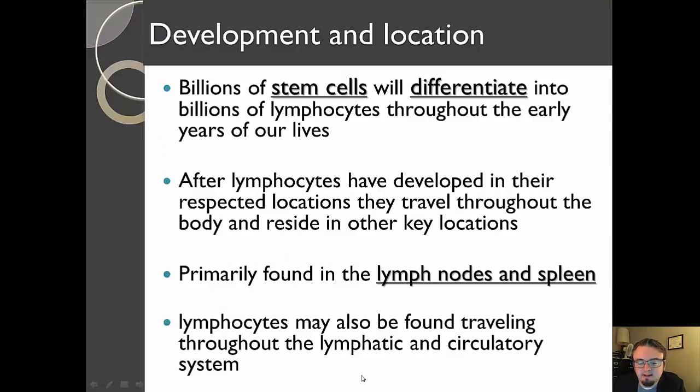Now once they're activated, they can be found traveling throughout the lymphatic and the circulatory system. They tend to not do that until they're active, so until they've gone from a naive B or T cell into an effector or memory cell. Then, more typically, they'll be found traveling throughout the circulatory system.